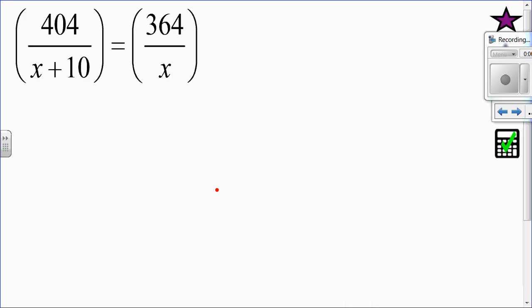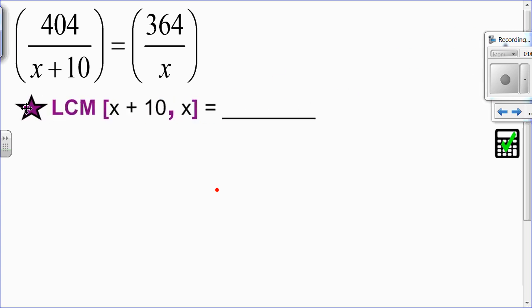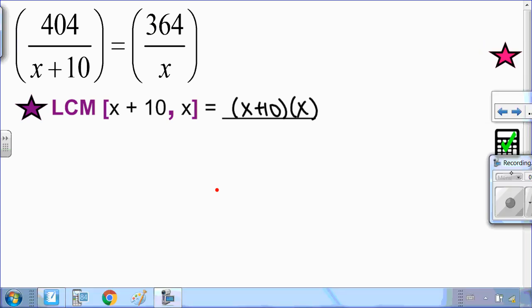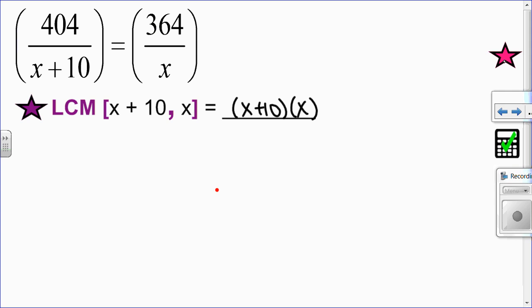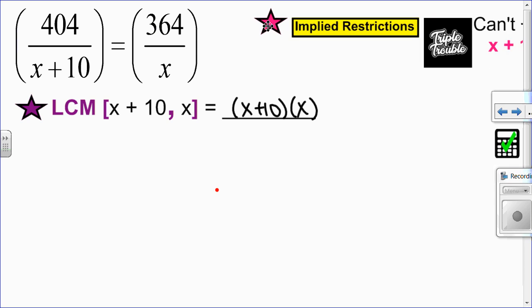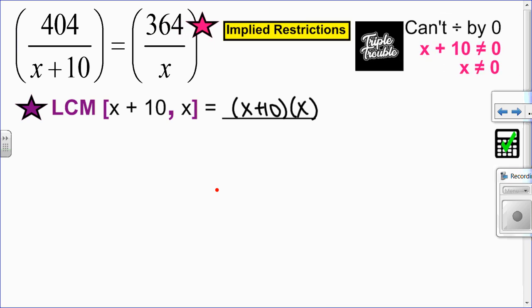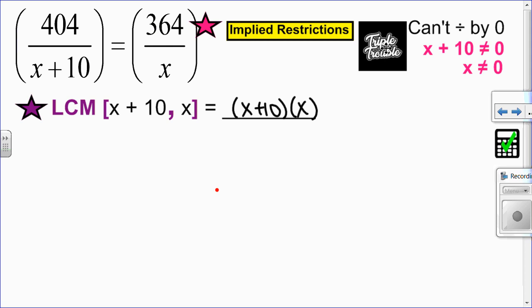Let's first come up with the lowest common multiple, and then we'll talk about restrictions. So the lowest common multiple between x plus 10 and x, I need one of each factor. So I need an x plus 10, and I also need an x. Let's now talk about the non-permissible values. So looking at my restrictions in the denominator, I have those, but I also, because this is a word problem, have other restrictions. So this is a triple threat. We have 2 restrictions for the equation and 1 implied restriction.